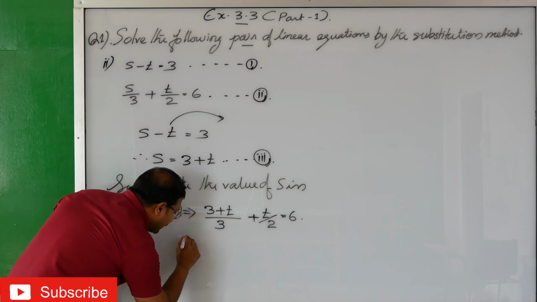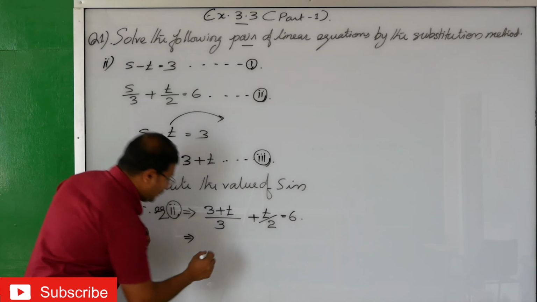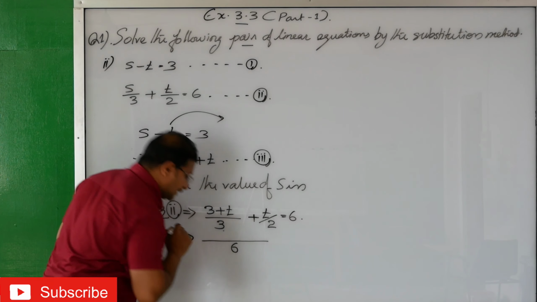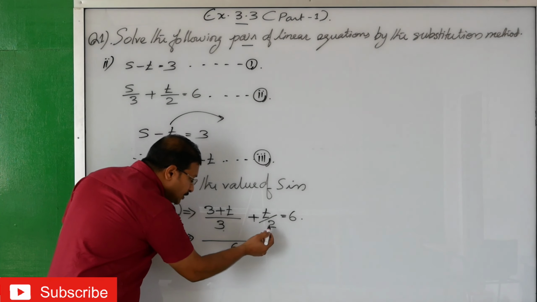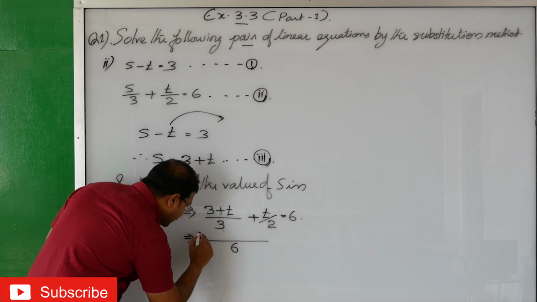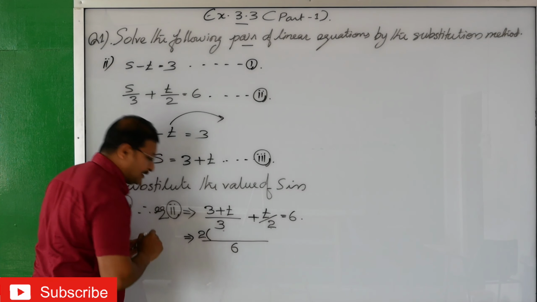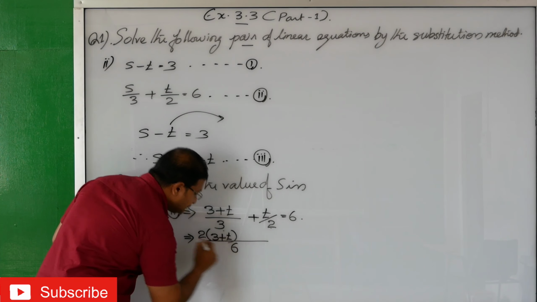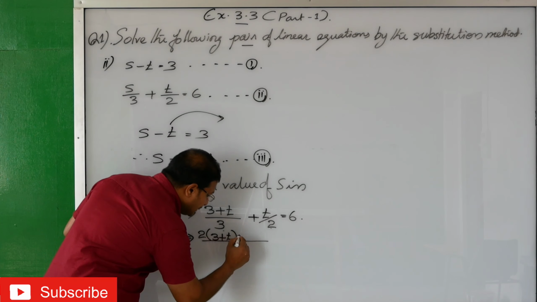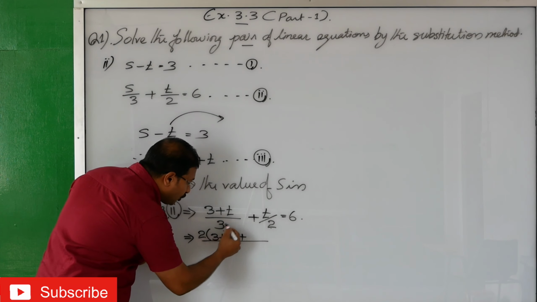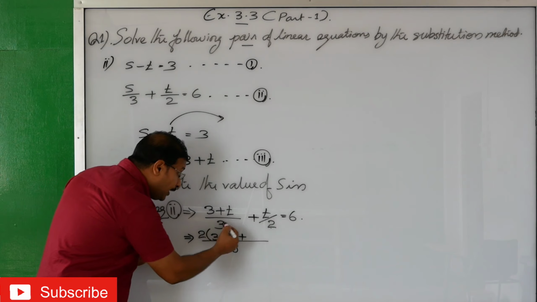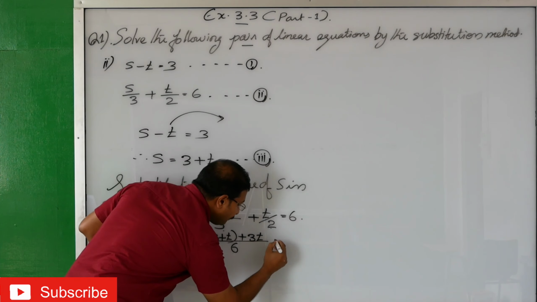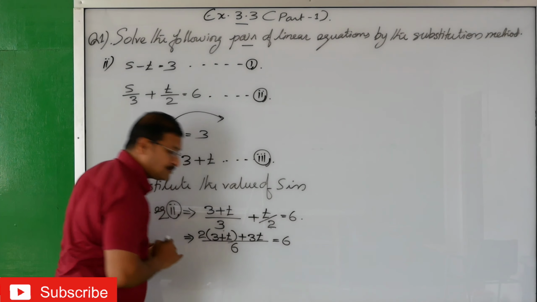Now we will go for the LCM. See, this 2, we can take the direct LCM. 3 2s are 6. Now, what will you do? This 2 we have to multiply here. That means 2 into the bracket, 3 plus t. And the sign is plus. And this 3 will go here, so 3 into t. That means 3t equals 6.